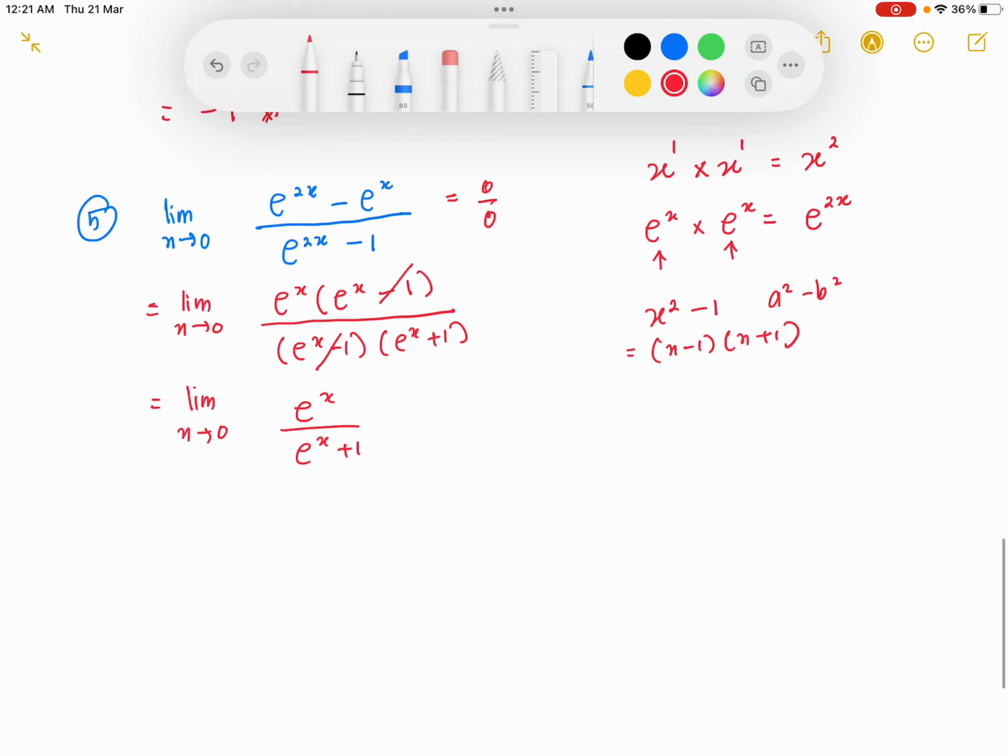And then last step, just substitute x equal to 0. So we get e power of 0 over e power of 0 plus 1. E power of 0 equals 1. So 1 over 1 plus 1. The final answer equals 1 over 2. Okay, thank you.